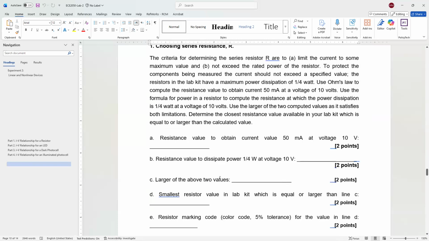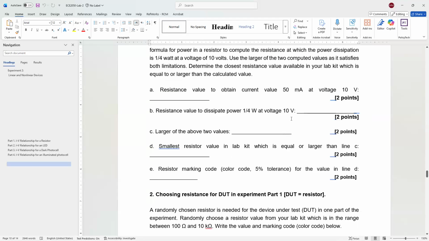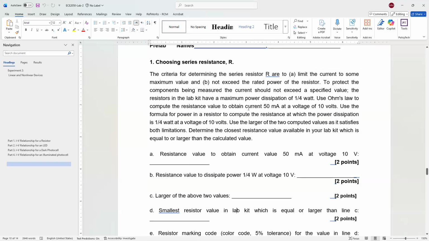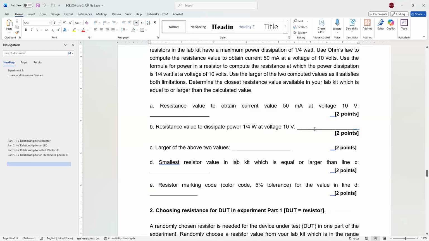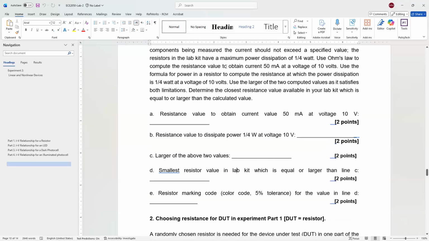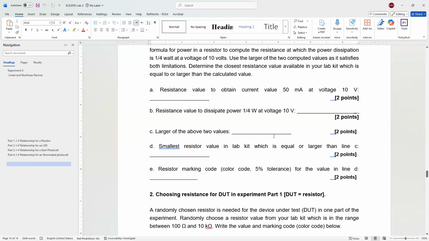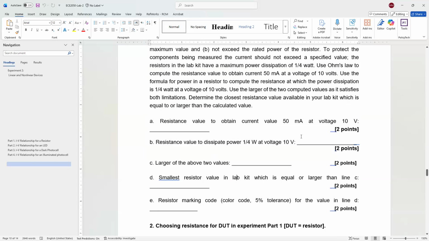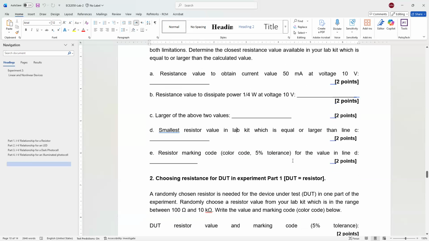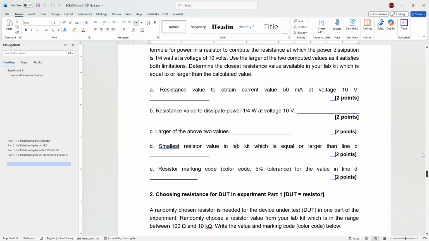This is what you have to do in the pre-lab. Number one, you have to use Ohm's law to calculate what resistance achieves the first objective. Number two, you have to use the power, V squared divided by R, to calculate the second one, and then see which one is bigger. Okay, and then try to find in your lab kit a resistance that is either equal or a little bit larger than the value you have here. And this is the resistor you are going to use here.